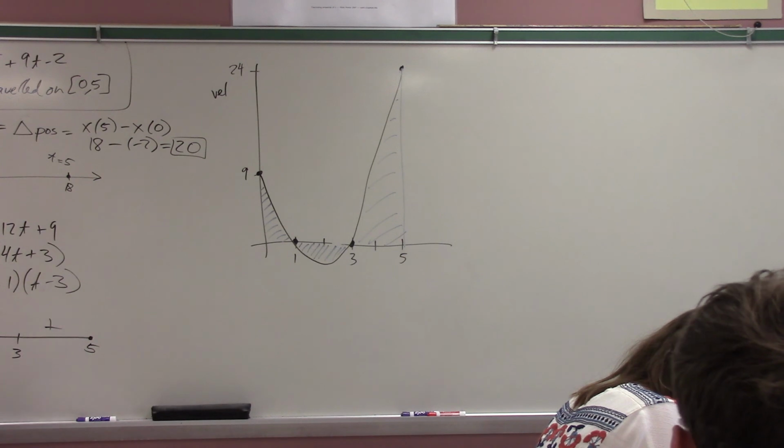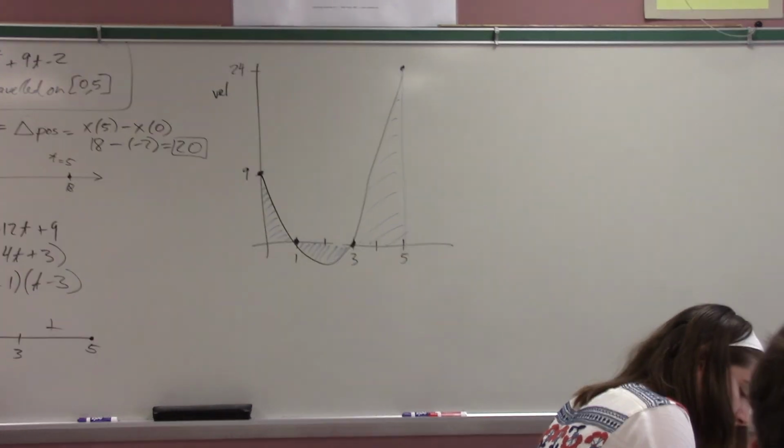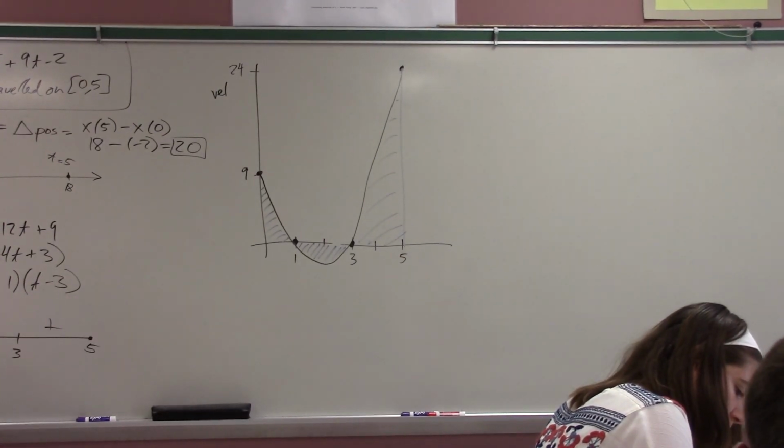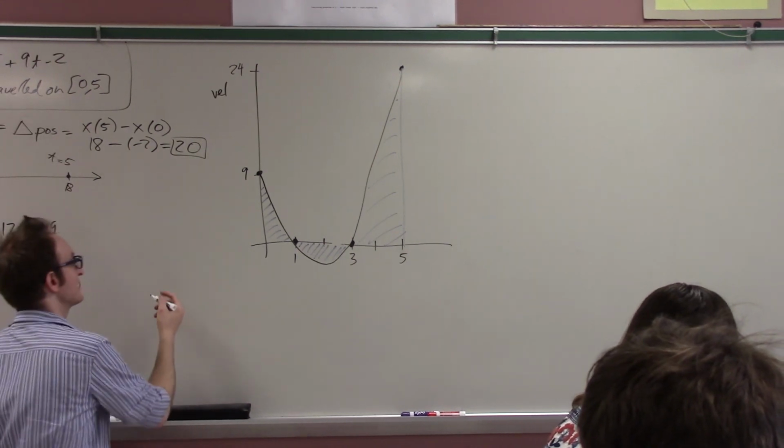Okay, so now notice that the book mentioned something about the absolute value of the velocity, but what is the absolute value of the velocity, of course?